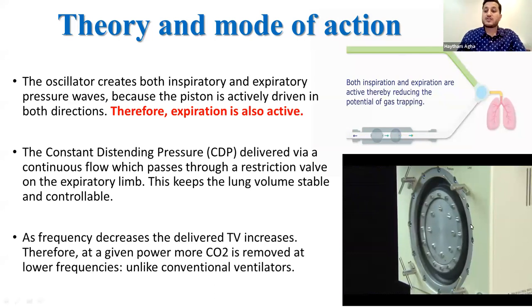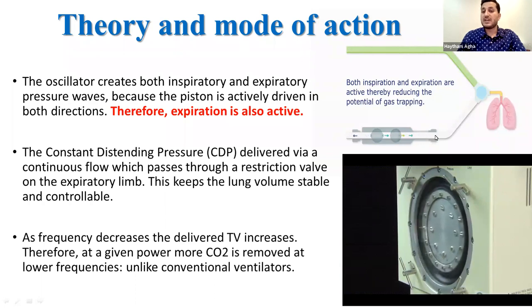So through this piston, the mechanical ventilator can give a small tidal volume that passes through a restrictive valve on the expiratory limb, so it keeps the lung recruited all the time with minimal oscillation around the mean airway pressure, as you see here. If you look at the green arrow, this means high frequency, and the yellow arrow here is lower frequency.